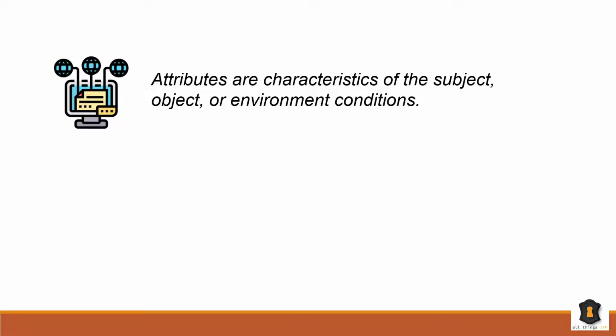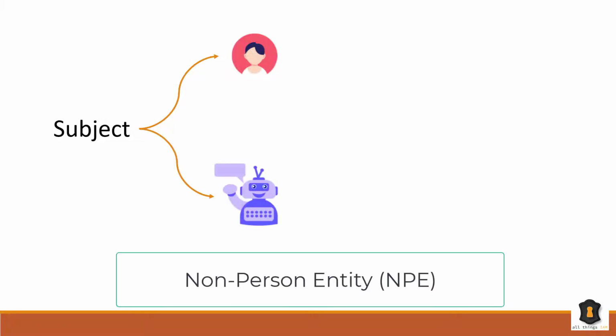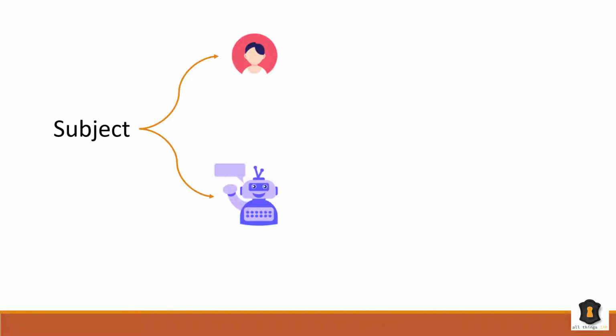So let's break that down just a little bit more. What's a subject? When you think of a subject, I want you to think of it as a human user, or this friendly guy here, a bot, or what we like to call a non-person entity, or an NPE. And people are very easy. You obviously know the attributes like I said earlier: job title, first name, last name, date of birth, whatever you want to describe a person.